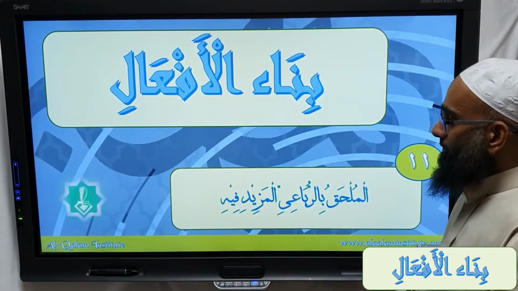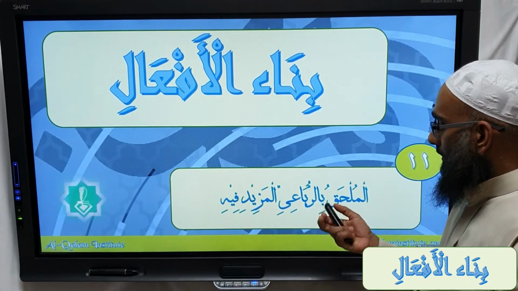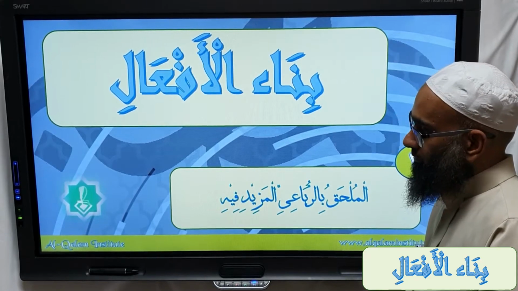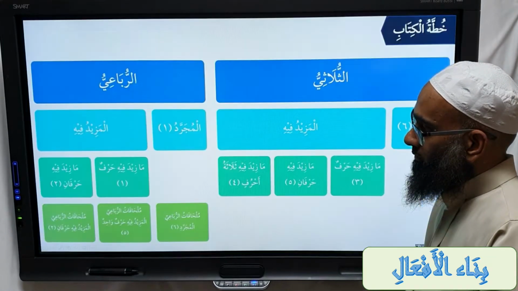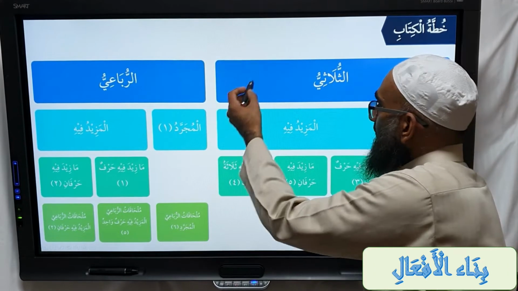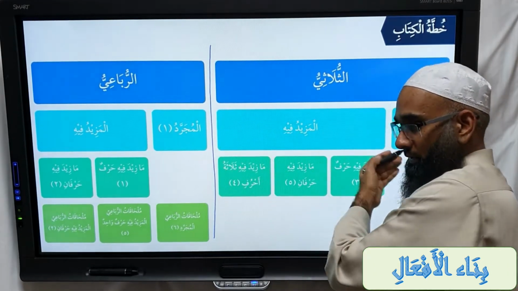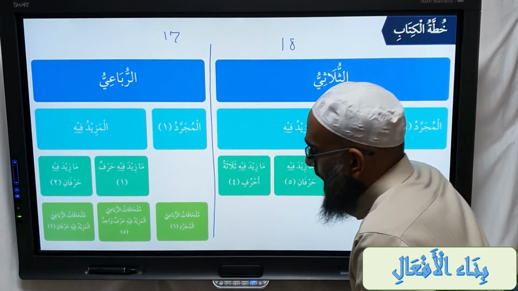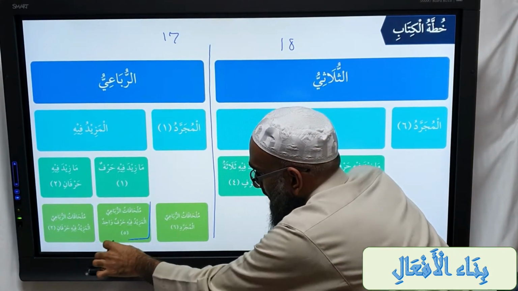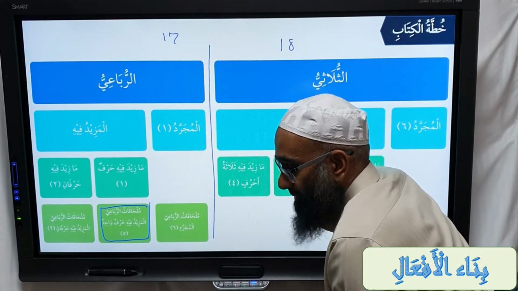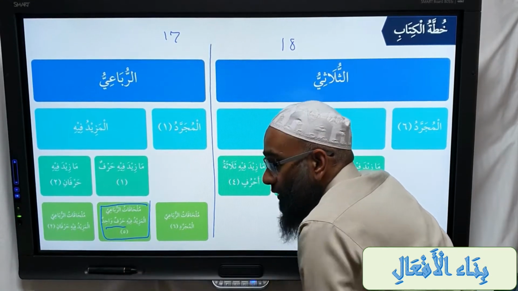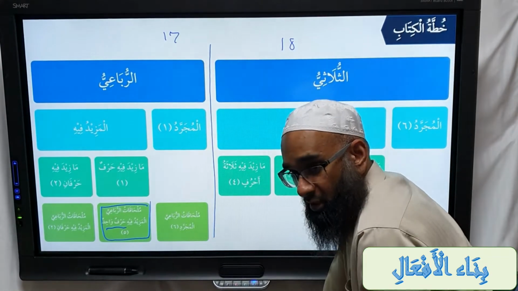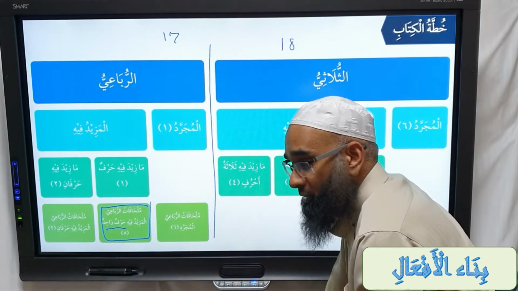So for example, if you have a look here, we had thulathi, within those 18, and from 17 on this side. What we did was the mulhaq bil ruba'i al-mazid fi, those that have one extra letter. And now we're doing mulhaq that have two extra letters. So ihranjama has got two extra letters, doesn't it?